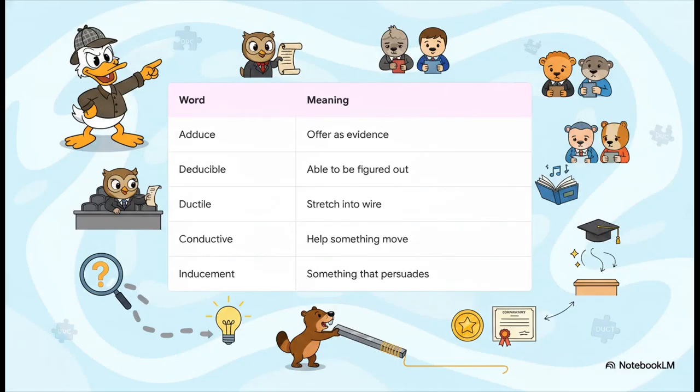Let's quickly but energetically guide ourselves through these tricky traps and their exact phonetic pronunciations. Adduce, meaning to offer as evidence. Watch out for that tricky double D. Deducible means able to be figured out. Pay attention to the surprising ending on ductile. It means able to be stretched into a wire.